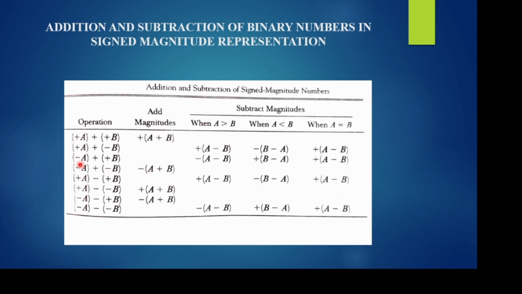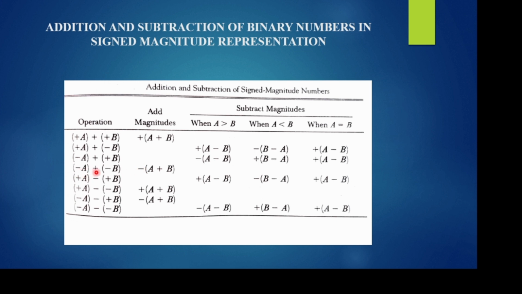In the third case also, if A is negative and B is positive, in that case also we have to perform the subtraction operation, since both the numbers are of different sign. According to mathematical principle, we have to perform the difference operation, and then based on the magnitude, if A is greater, we give the sign of A. If B is greater, we give the sign of B.